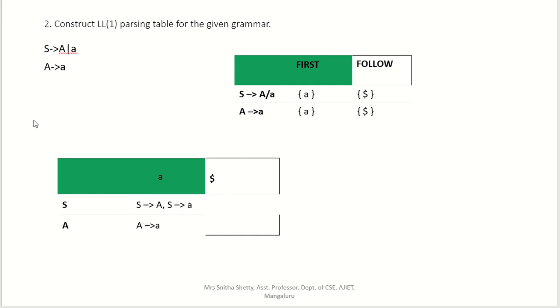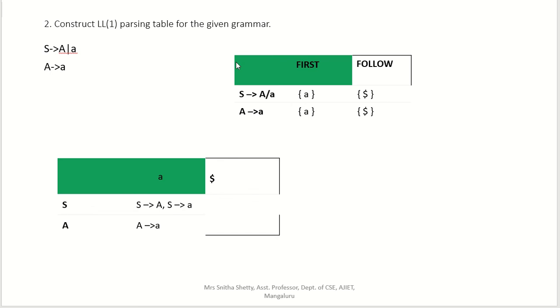Now let's construct the parsing table. This is our parsing table. Here it contains the variables: there are only two variables in the given grammar, S and A. And here it contains the terminals a and dollar. Start constructing the parsing table. The x-axis contains the terminals. In the given grammar, the terminal is just small letter a, and I told you that you should also put dollar in the parsing table. So the terminals are just a and dollar, and here capital S and capital A.